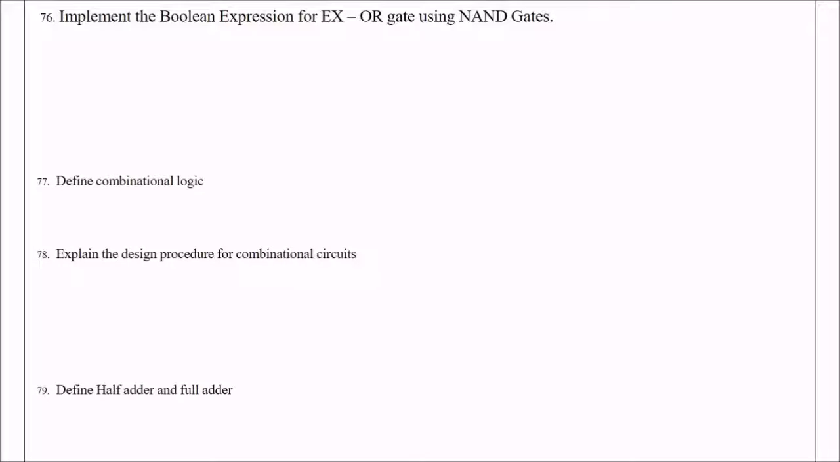Next is, implement the Boolean expression for XOR gate using NAND gates. Now what you have to do here is only use NAND gates, which are universal gates, and implement the Boolean expression of XOR. XOR means when the values are similar, 1 and 1 or 0 and 0, the result will be 0. And when the inputs differ, like a 1 and 0 or 0 and 1 combination, then the result will be 1. Let us see it.